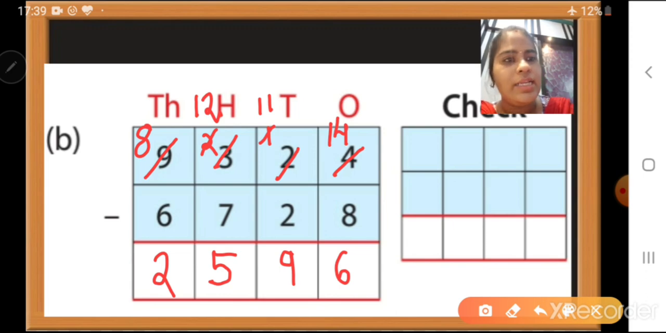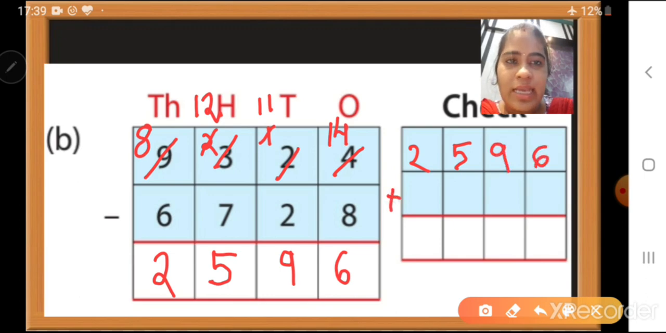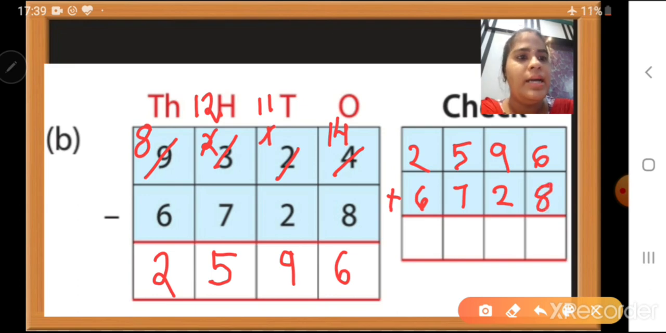So, first you will write down the difference 2596. Put an addition sign. We are adding the subtrahend, which is 6728. Now, 6 plus 8 is 14. So, 1 we will carry over and we will write 4 down. Then 9 plus 1 is 10. 10 plus 2 is 12. Again 1 we will carry over and 2 we will write down.